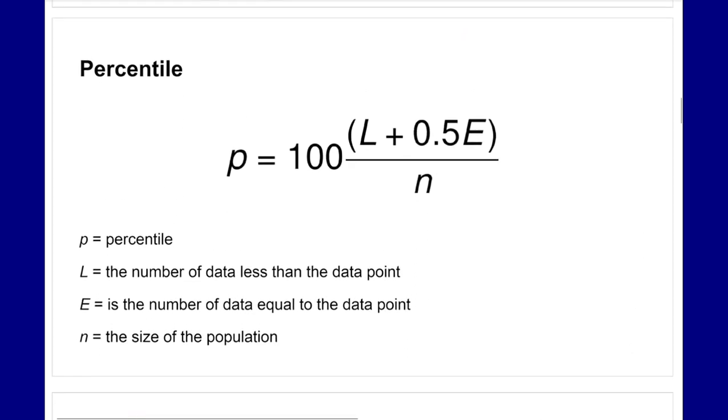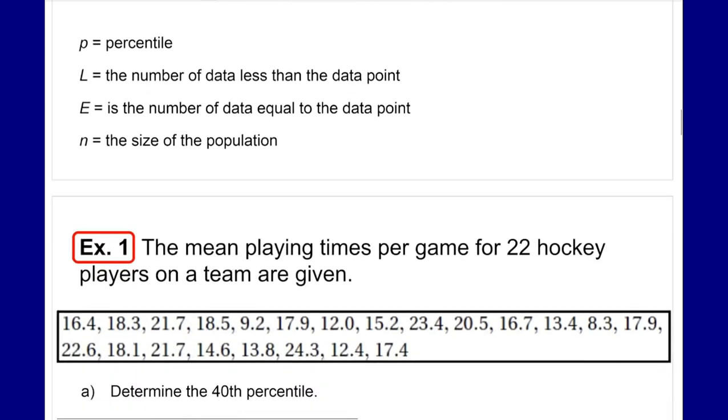If we want to find what percentile a value is in, we have P equals 100 times (L plus 0.5E) divided by N. P is the percentile again. L is the number of data less than the data point that we're looking at. E is the number of data equal to the data point. And N is the size of the population. This is a different type of calculation because the values we're replacing the variables with aren't just a singular number. We have to actually do some counting. Again, we'll be looking at some examples.